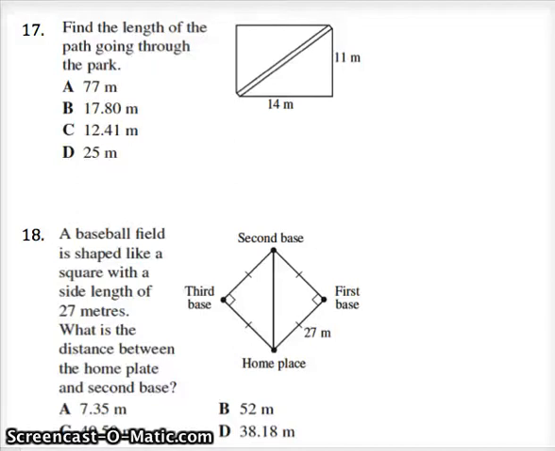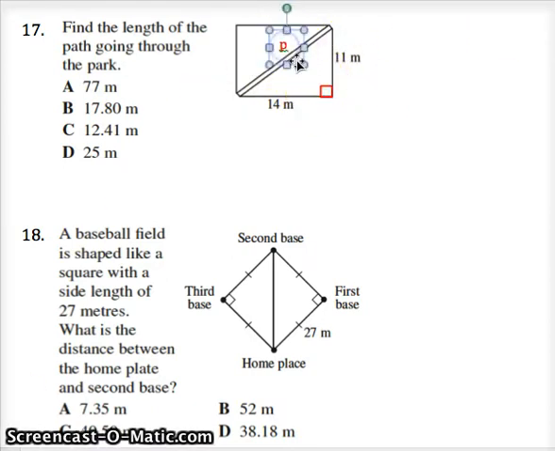Okay, this is Year 8 revision on Pythagoras' theorem, and we're starting from question 17 of the revision sheet. In this question, we're asked to find the length of the path going through the park. So this would be the park, and this is the path, and we can see that the dimensions of the park are 14 by 11. So we really need to label this side P, and this is a rectangular park, so I'm going to put a right angle there as well.